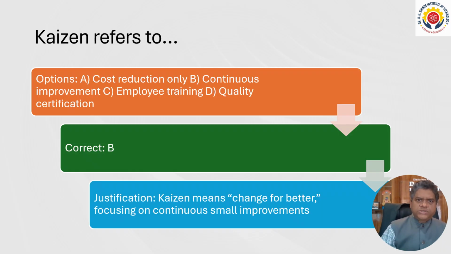Now, the next question is, the Kaizen refers to. We know that Kaizen is a Japanese technique and it means the change for better. It focuses on small and continuous improvement, and hence the correct option here is B, that is continuous improvement.